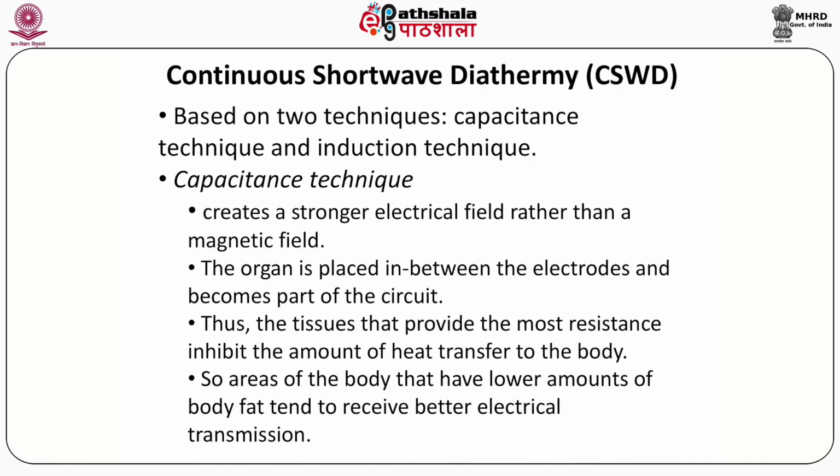So the capacitance technique creates a stronger electrical field. The organ is placed in between the electrodes and the organ itself becomes part of the circuit. Thus, the tissues that provide the most resistance inhibit the amount of heat transfer to the body. So the most resistant tissue inhibits the heat transfer. So areas of the body that have lower amounts of body fat.